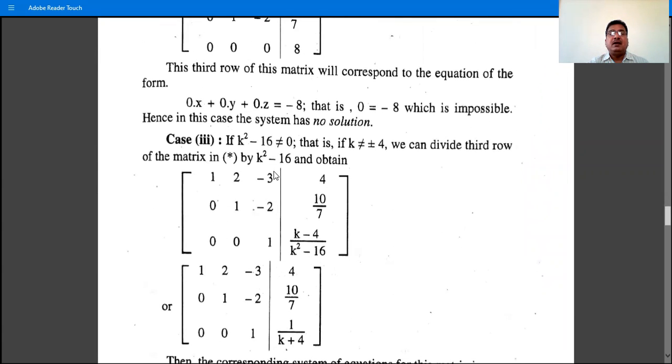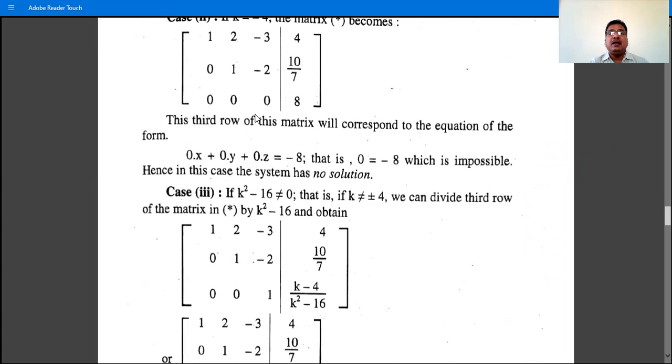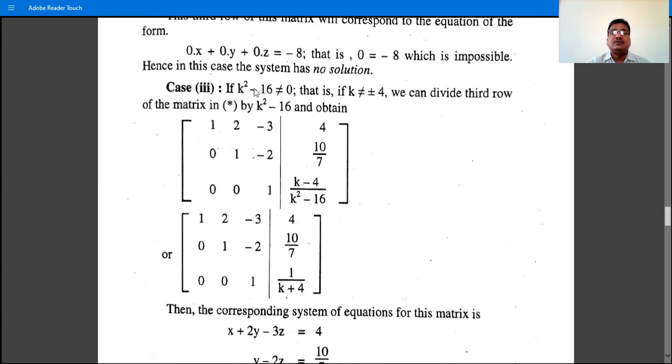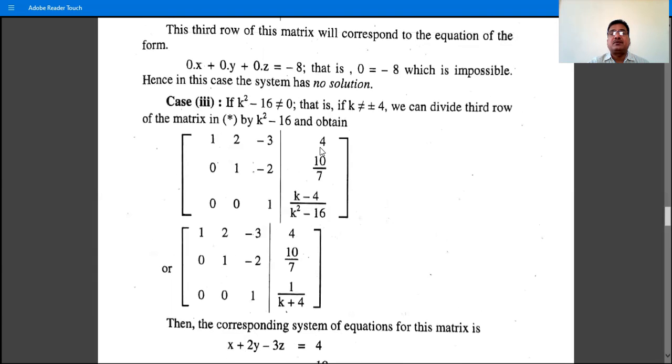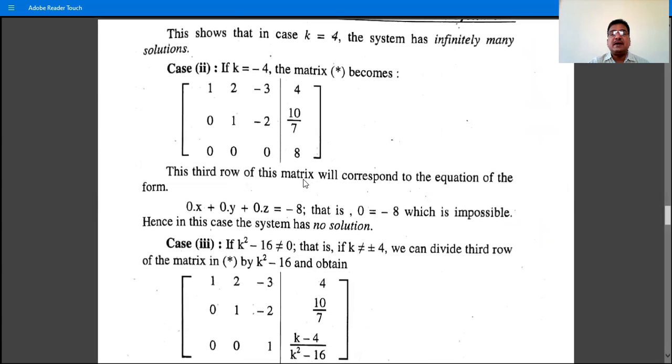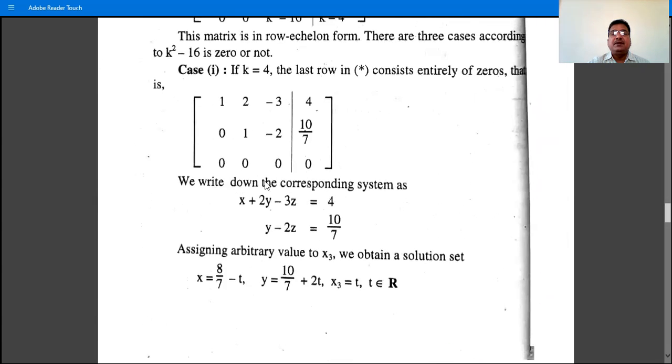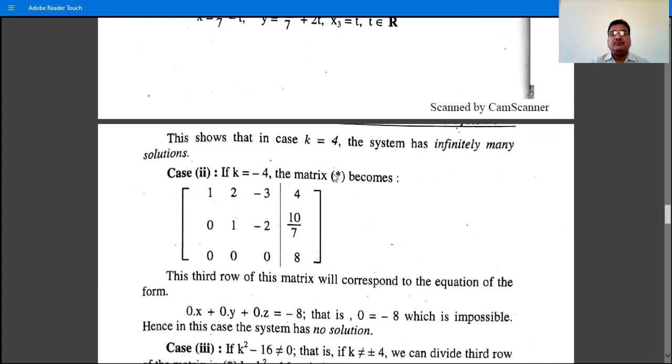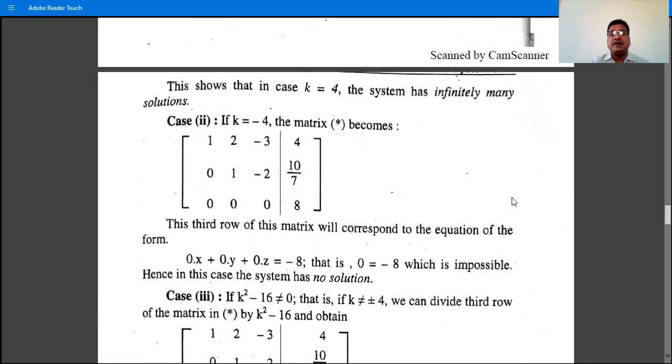If you rewrite the equation, the last equation is 0 is equal to minus 8, and this is not possible. So the system has no solution. If k is minus 4, then the system has no solution. And if k is 4, the system has solution.